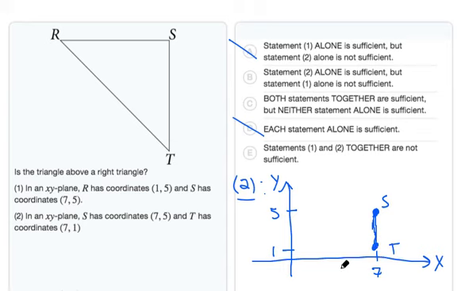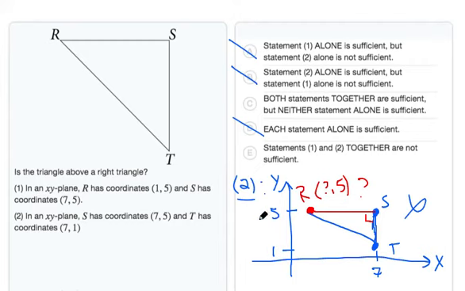But again, last time we had an issue with T, and now we don't know where R is because statement 2 alone doesn't tell us any information about R. If R had a y coordinate of 5, with some x value, then we would be able to conclude that this would be a straight line across, and this would be a right triangle, because those would be 90 degrees in between them. But we don't know whether that's true or not, since we're not given any information about R in statement 2 alone. So this statement alone is not sufficient, and we can eliminate answer choice B.